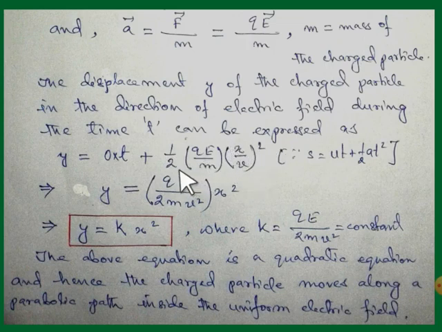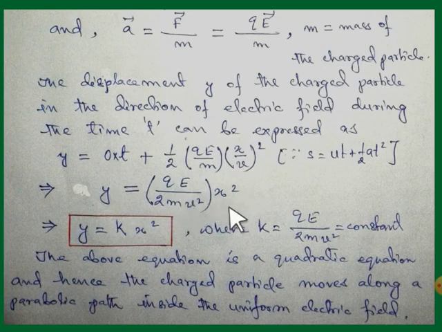So you replace all those a and t in this kinematic expression, s is equal to ut plus half a t square, and you can express it as y is equal to qE by twice mv square into x square. The initial velocity of the charged particle before entering the electric field E was zero, so we put u is equal to zero, then you get y is equal to this expression.